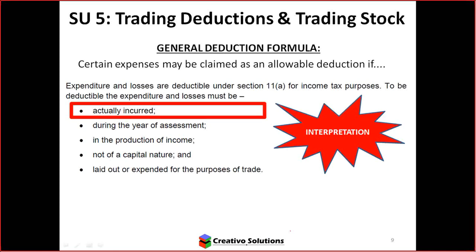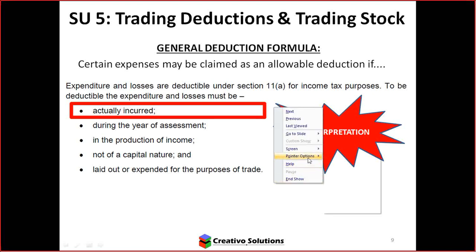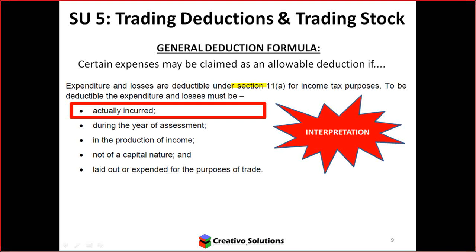The general deduction formula. Okay, the general deduction formula comes from section 11A. This is a very popular section in the Income Tax Act. And the reason for this is it gives you the general checklist that one would have to go through to determine if something is deductible or not. Yes, sir. Okay, it's almost like identifying a product. Certain products have certain features. And if you've got the same product, you'll know what the features are. Yes, sir.